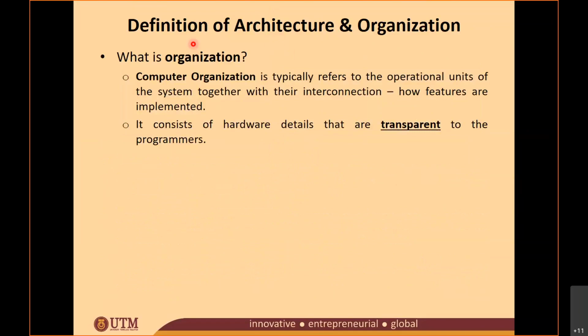So that one is architecture. Now we're going to see what is organization. Kita dah tengok architecture. Ada dua jenis architecture. One is von Neumann and the other one is Harvard architecture. Now we're going to see the computer organization. Computer organization typically refers to the operational units of the system together with the interconnections. So this is how the features are implemented in this organization.